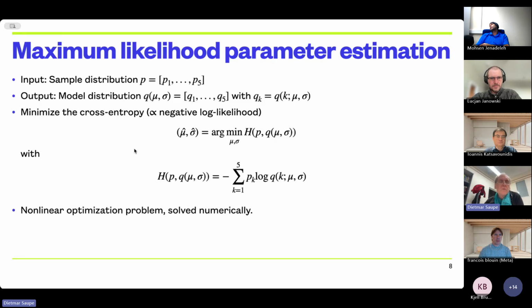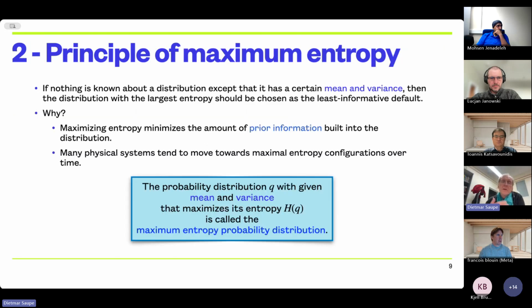So to carry this out, we have to minimize the cross entropy, which is proportional to the negative log likelihood. And so this formula down here is the cross entropy. And you can see that it is the negative log likelihood, the minus sign, pk, the probabilities that were observed, and q is then the model, the log likelihood. So we minimize this and find out for which parameters mu and sigma the minimum occurs, and this is mu hat, sigma hat, our estimate. This is a nonlinear optimization problem. You cannot solve this analytically on a piece of paper. You have to do this numerically. But that's not a problem.